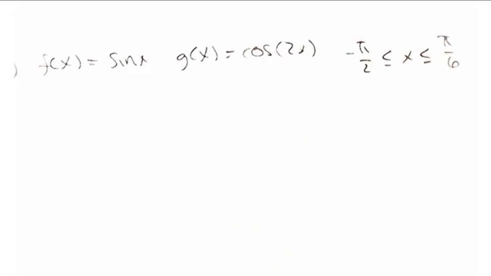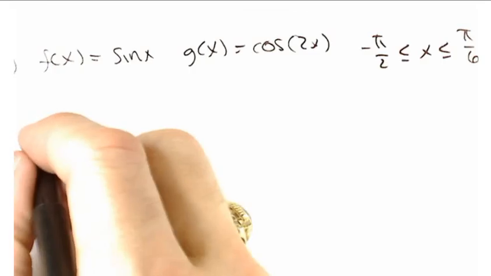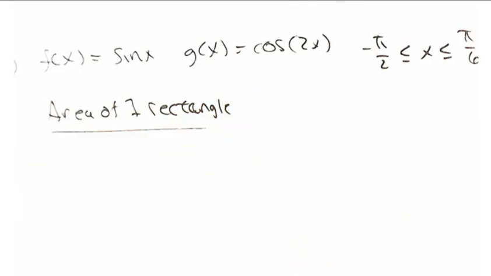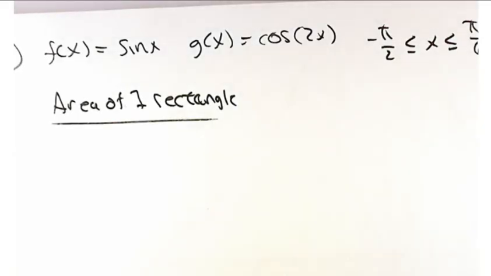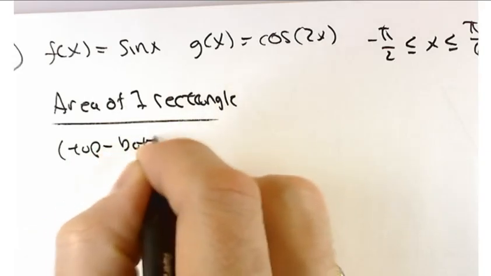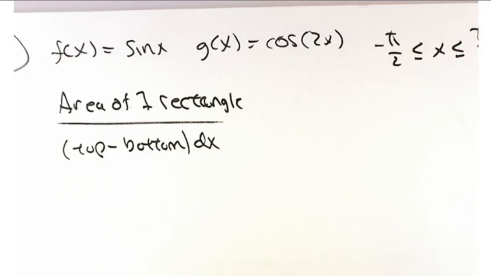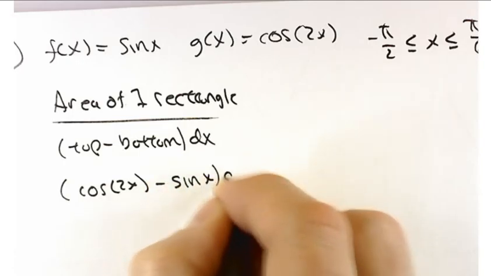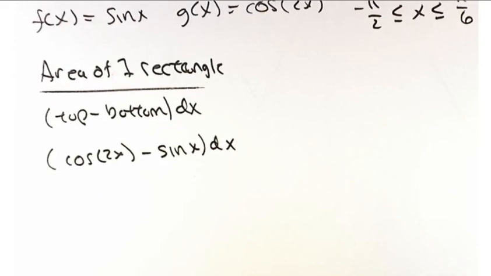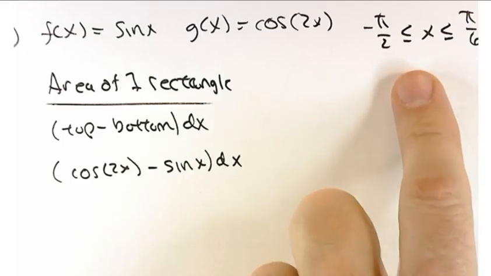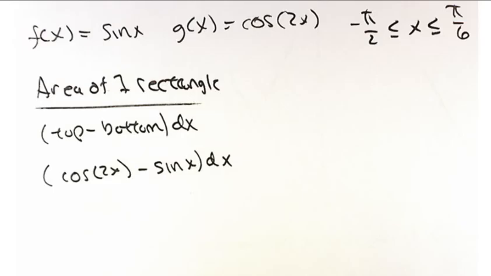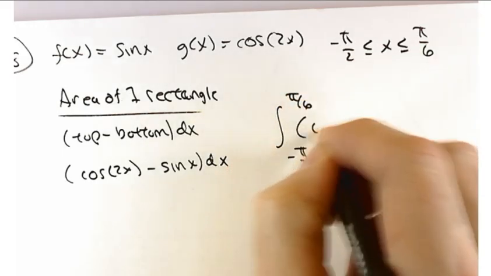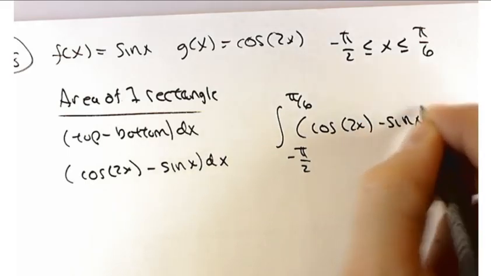Let's just try and do this one a little bit quicker then. Area of one rectangle. We're back to being able to take a dx slice. So it's going to be top minus bottom times dx. Top function was the cosine of 2x minus the bottom function, which is the sine of x, dx. And over here are my limits of integration. We don't even have to worry about trying to find the point of intersection there. So it's going to be the integral from negative pi over 2 to pi over 6 of the cosine of 2x minus sine of x dx.